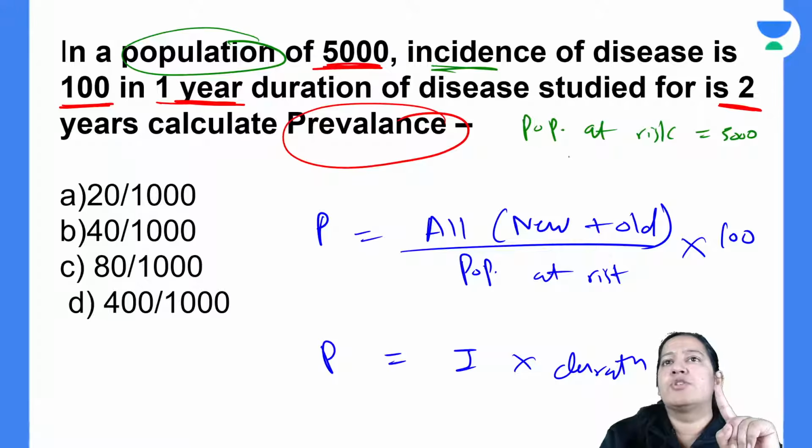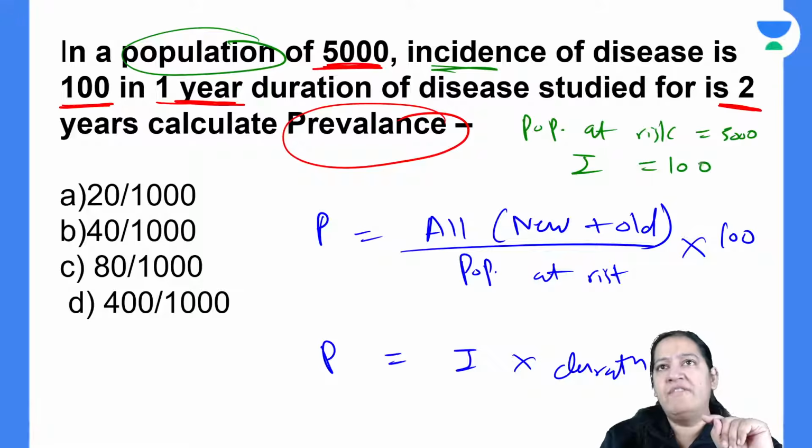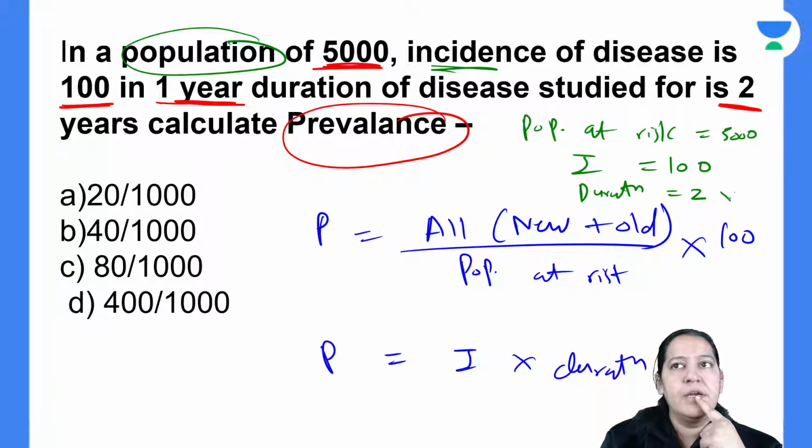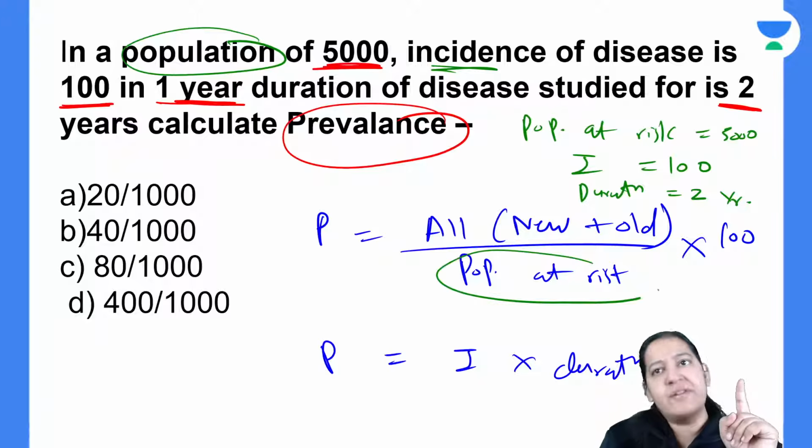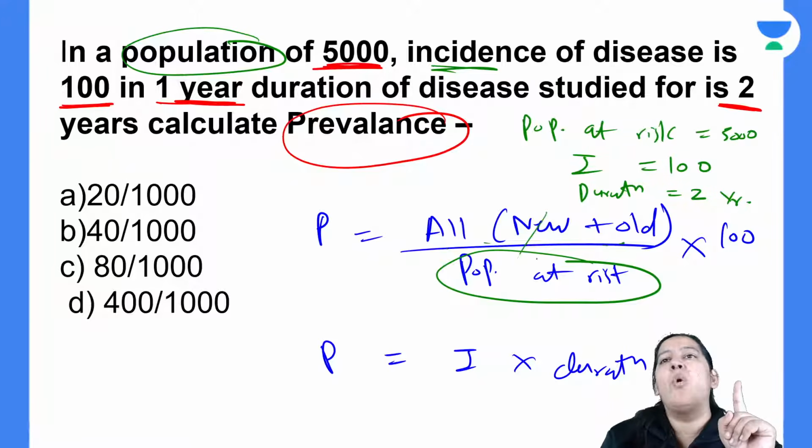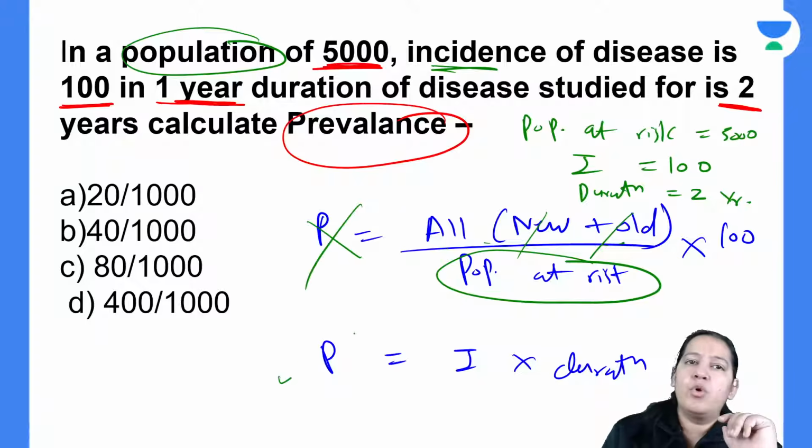Incidence is given to you. Incidence is 100 in 1 year, and duration is 2 years. Of course, in the first formula, population at risk is given, but total cases, old and new, are not given. So you cannot apply this formula. So go with this formula.